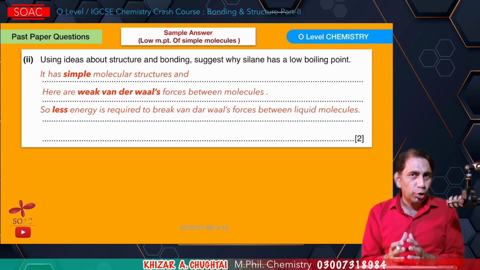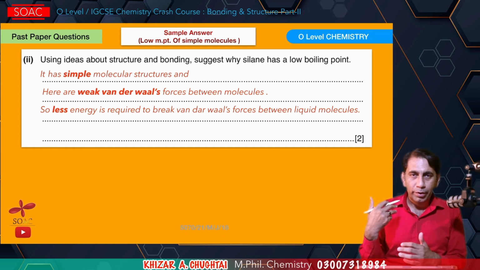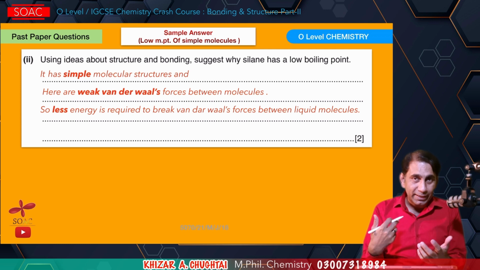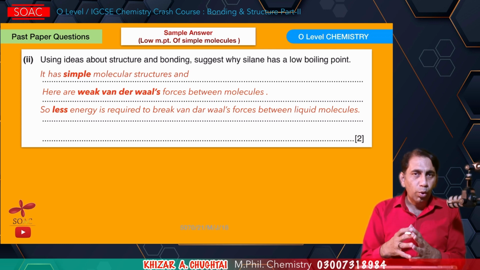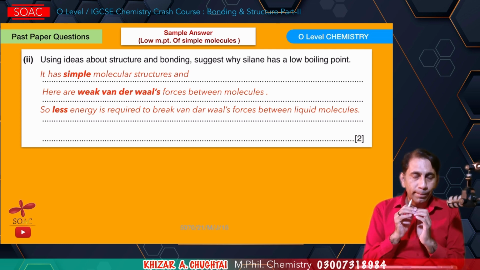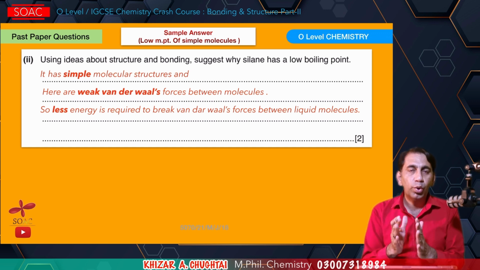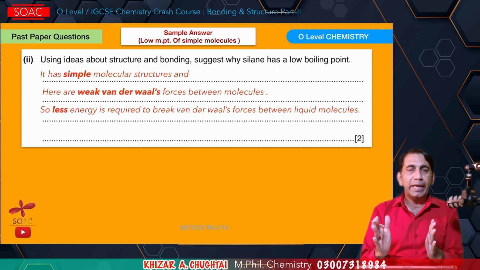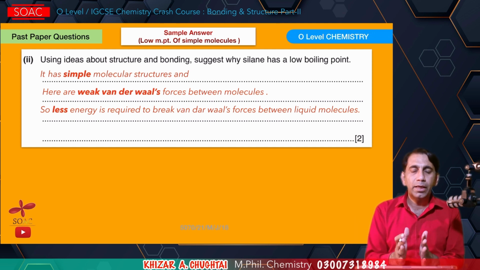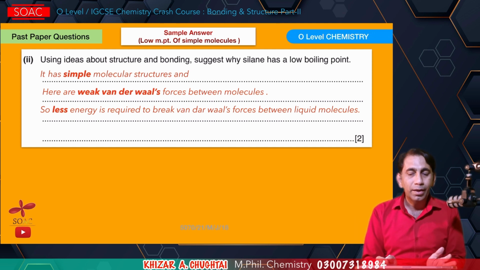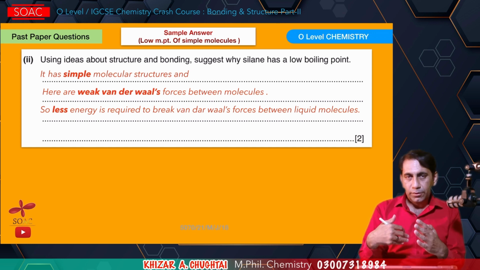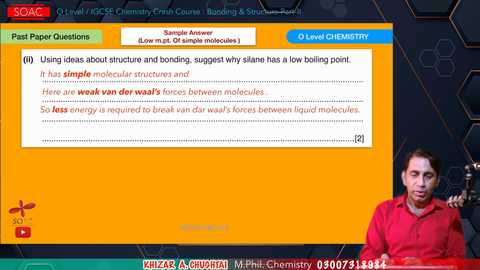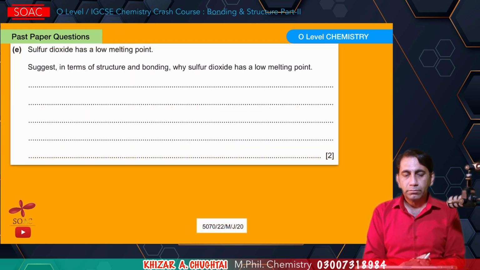In case of a simple covalent molecule, when we boil or melt it, there is no breakage of any chemical bond. There is just detachment of the molecules. Molecules basically move away from each other. The intermolecular forces, the forces of attraction between the molecules, are overcome by the heat. So less energy is required and so on.